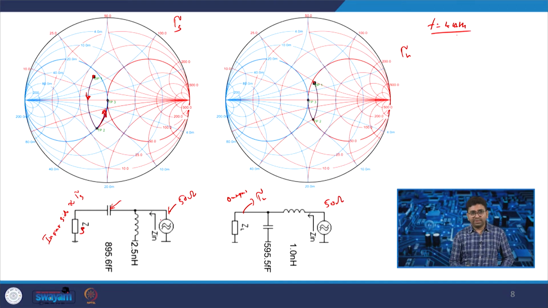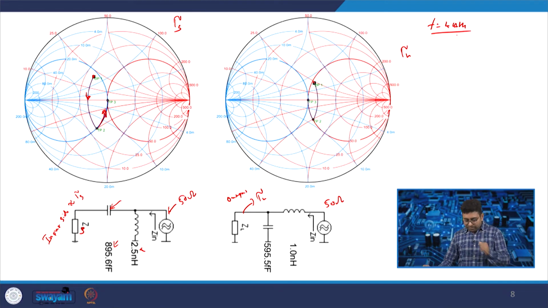So, you can easily match by using a simple LC matching network, and both values, 2.5 nanohenry and 895.6 femtofarad, are easily realizable on chip by using an on chip inductor and on chip capacitor. So, it will not take much area as well, and you can design your matching network on chip.